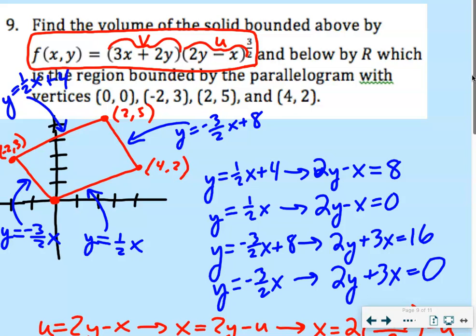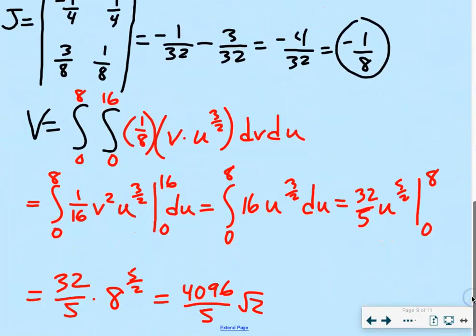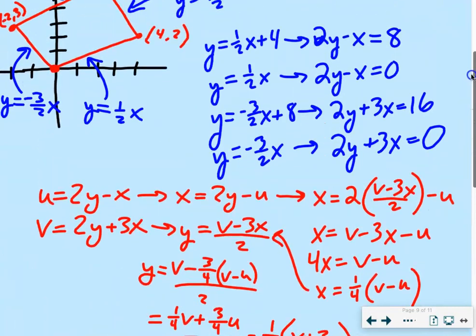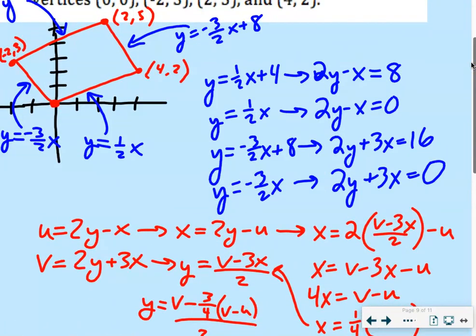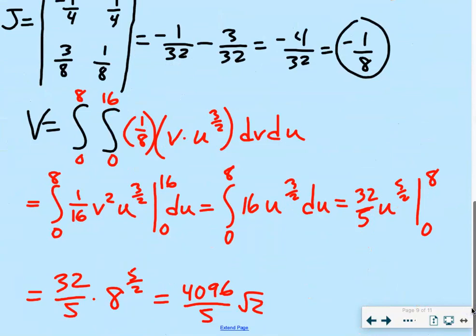Life is good. So my z was equal to v times u to the 3 halves. So I replace my z with v times u to the 3 halves. My Jacobian dv du, and then remember right up here, if this is my u, it's going from 0 to 8, my v is going from 0 to 16. And then once you do all that, then the integral should be fairly simple to do.